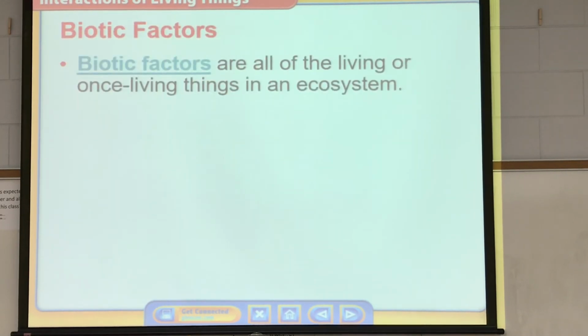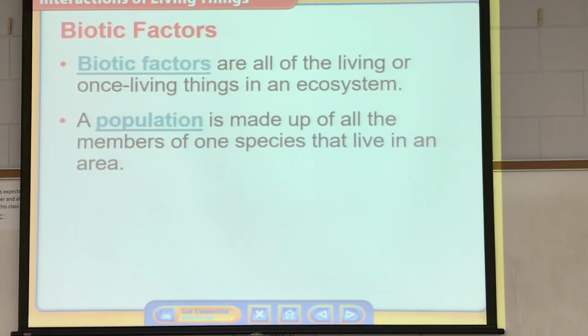Now, the biotic factors. These are the living or once living things in an ecosystem. A population is one part of that biotic factor that we count. It is all the members of one species that live in an area. So if you had a forest in your backyard and you wanted to count all of the maple trees, you would go through your forest and you would count and do it in a way that you don't miss any of it, but you would count only the maple trees.